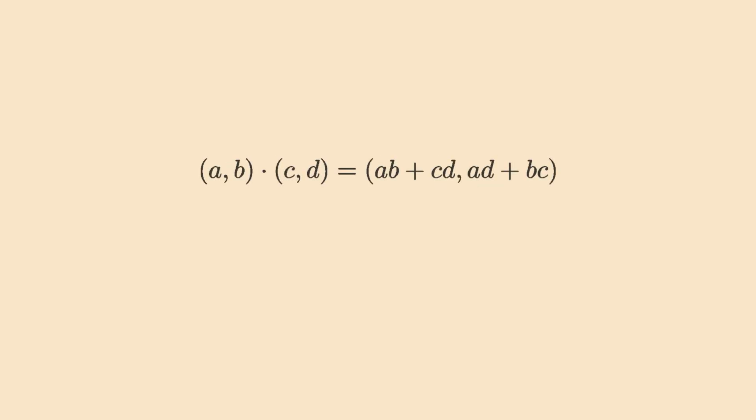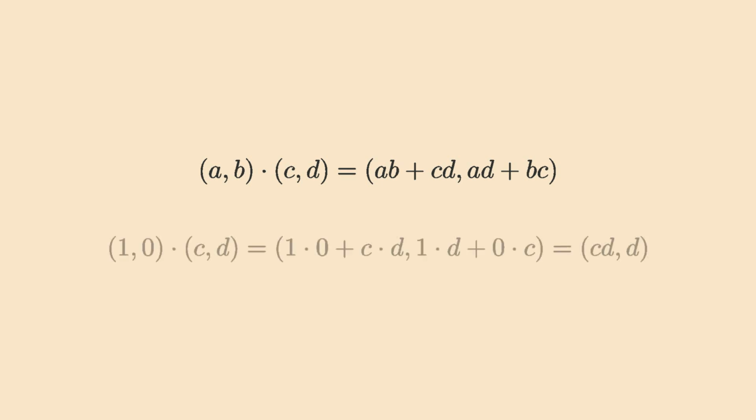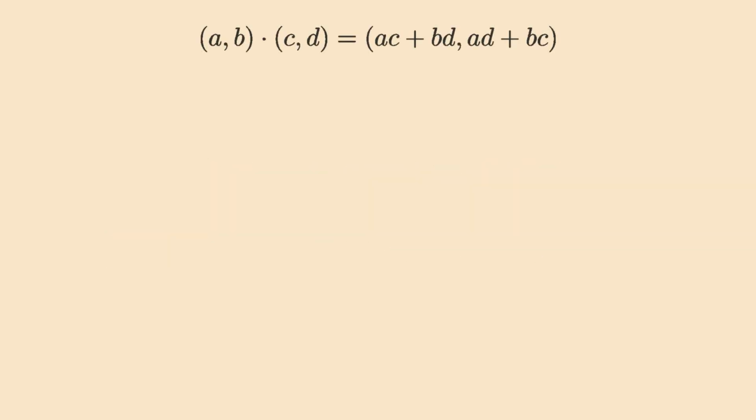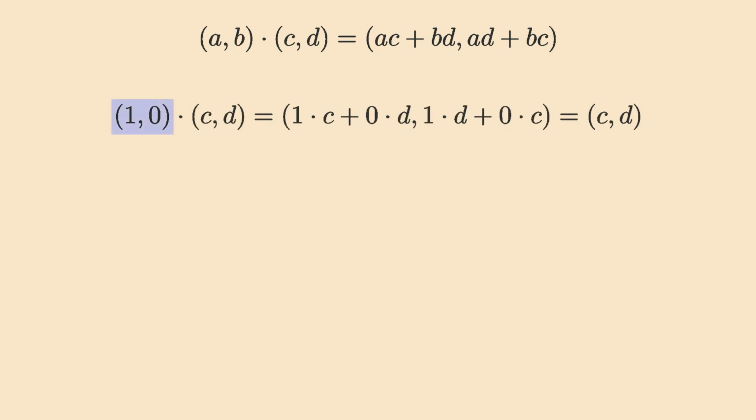Let's try something else. Here's a product that mixes the x and y coordinates together. But if you fill in (1, 0), you'll see that it still doesn't work as an identity element. Okay, we try again with a different example. Fill in (1, 0) and aha! This time, our preferred identity element does its job. Good, now we're getting somewhere.